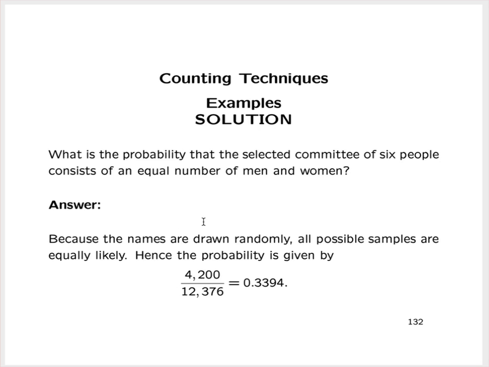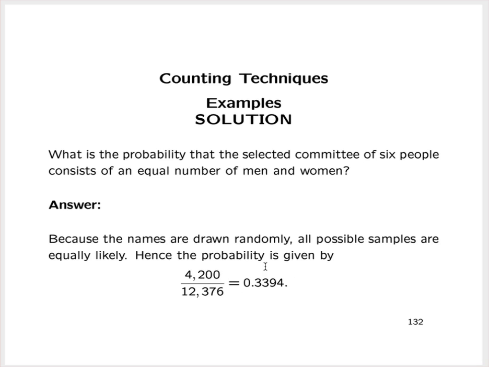Because the names are drawn randomly, let's see, what are we doing here? What is the probability that the selected committee of 6 people consists of an equal number of men and women? So 3 men, 3 women. Because the names are randomly selected from a hat, all possible samples are equally likely. And therefore, the probability is given by the number of ways of selecting a committee that has equal representation, 3 men and 3 women. We found that to be 4,200, divided by the total number of committees of size 6, which is 12,376.